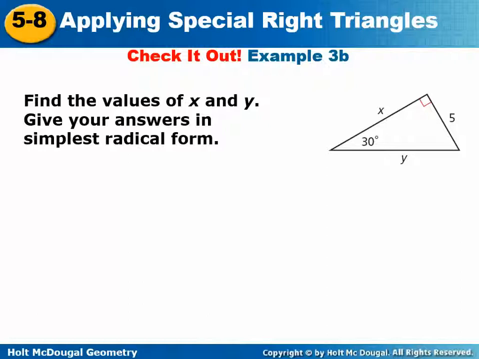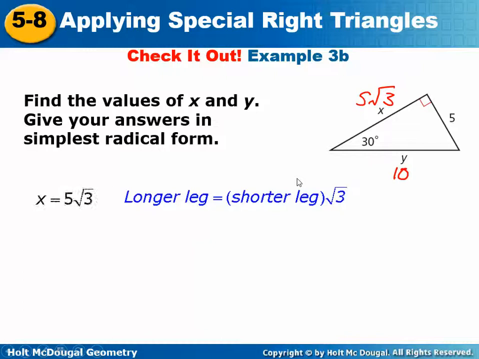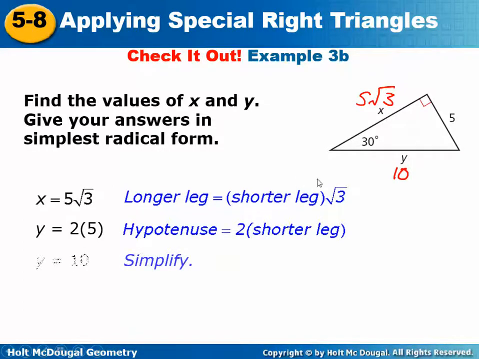Okay, another example. In this one, we are given the short leg. I always like it best when they're giving us the short leg, because then you can find both x and y easily. The short leg times the square root of 3 equals the long leg. The short leg times 2 equals the hypotenuse. That one you don't even have to hardly write anything out for. So if they give you the short leg as a whole number, that's like the easiest possible problem you could have.